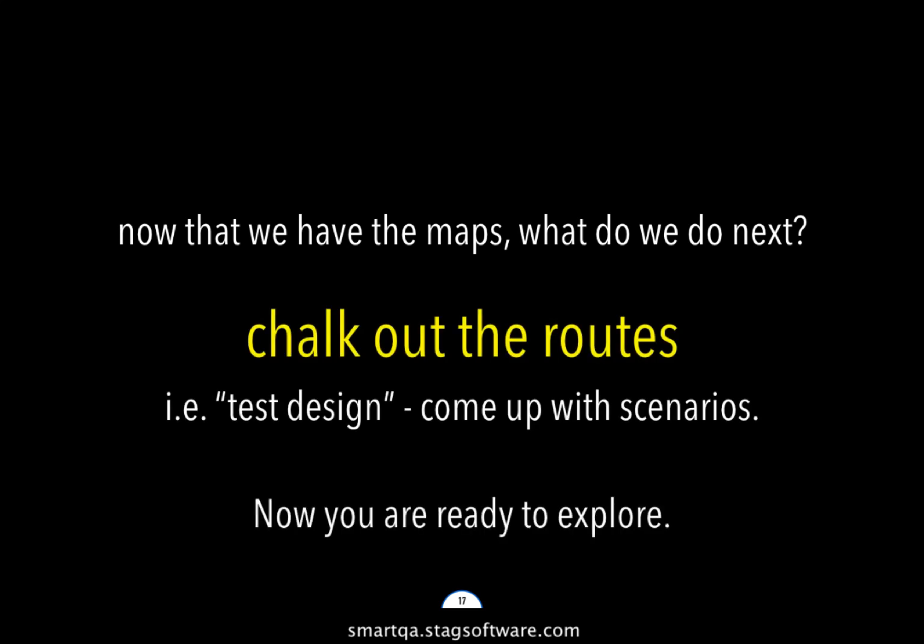So what have we done? We've done a bit of survey and created maps. What kind of maps have we done? Remember, we've done persona maps, we've done scope maps, we've done an interaction map, and then we've done an environment map. So what do we do next? Well, we're ready to chalk out the routes so that we can get to the next stage of exploration. So what is chalking out of routes? It's really coming up with scenarios, the act of design. And once we have the first cut, we're ready to explore.